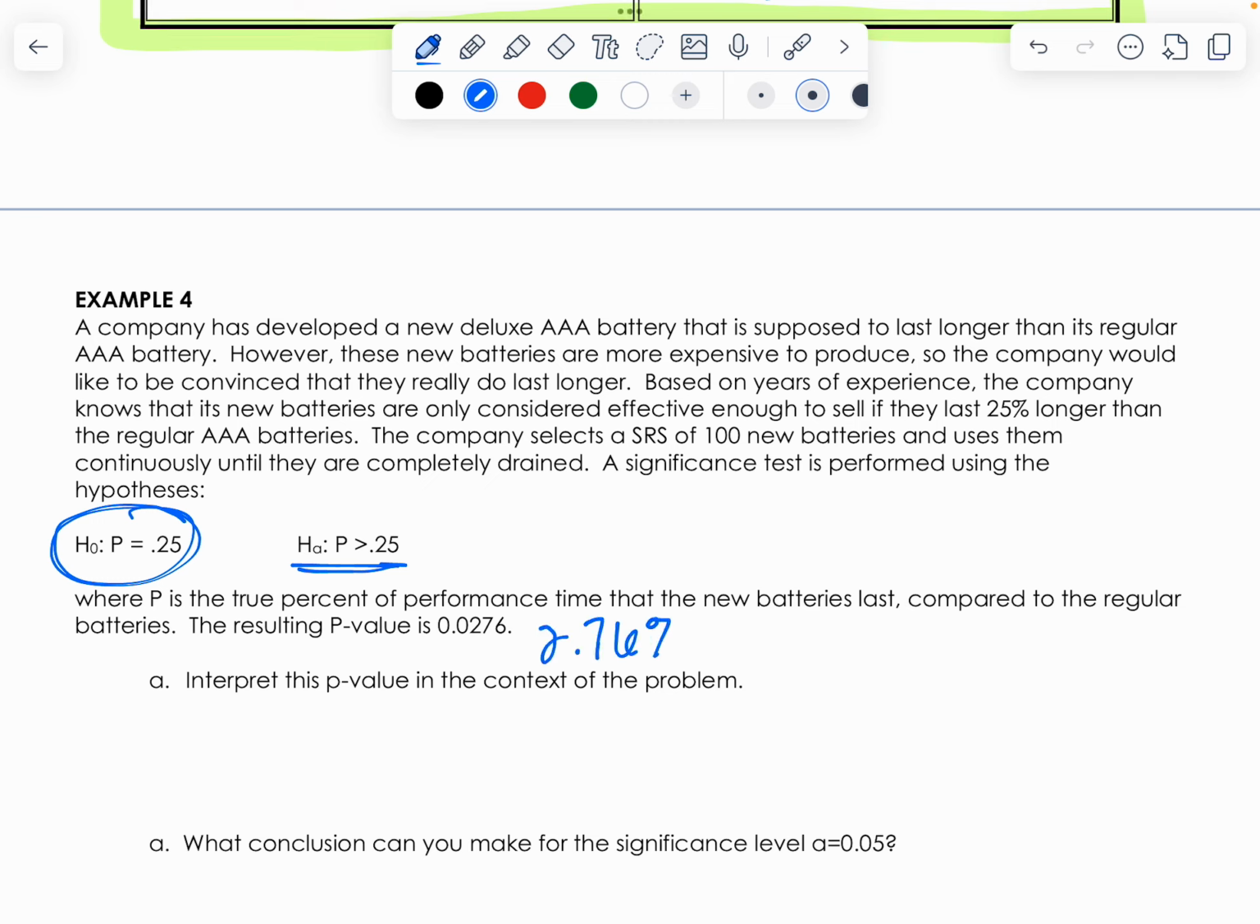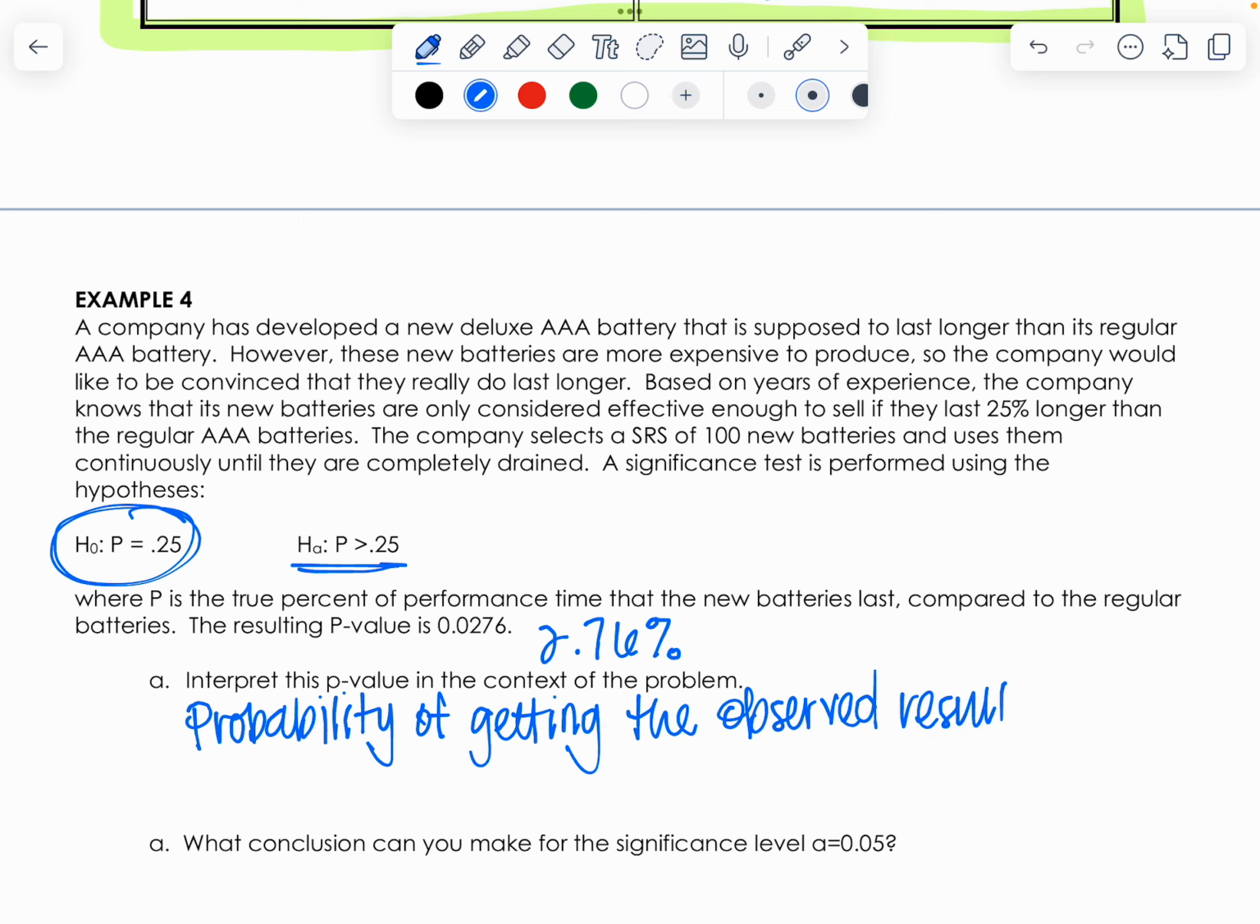First, we're going to interpret that p-value. So we would say the probability of getting, now we don't have the observed results, so we're just going to say that. If we had the sample percent, we would use that. When we assume p equals 0.25 is 2.76%.